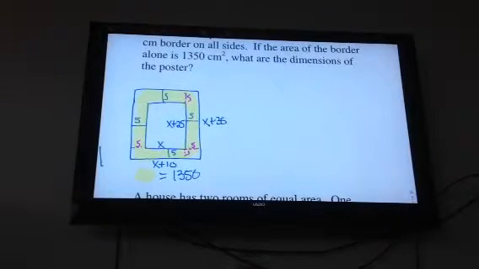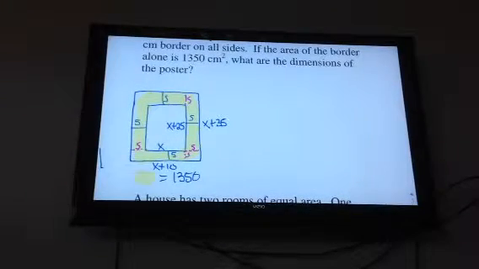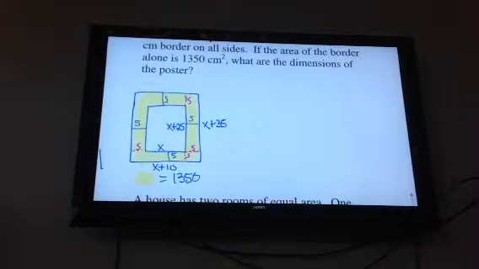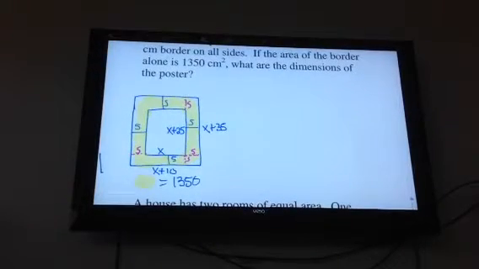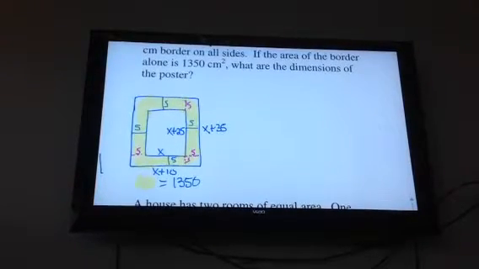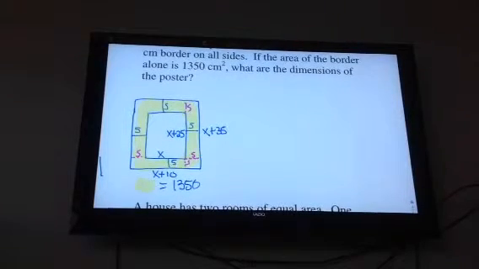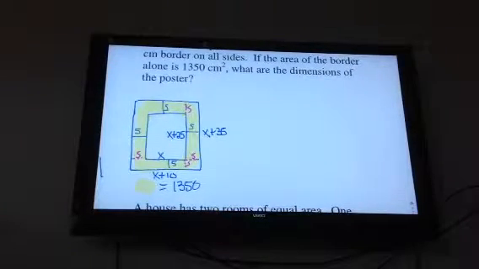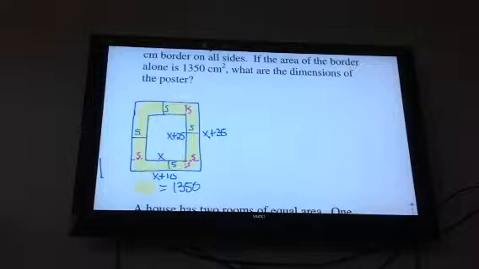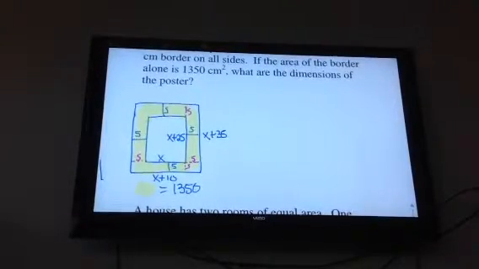Now, I will tell you that in your homework, because I'm not going to do one like this, there's one similar to it where you're starting with outside dimensions and going in, which means you're going to have to do what with that dimension of the frame? Subtract it. Okay, so it's similar but not exactly alike.